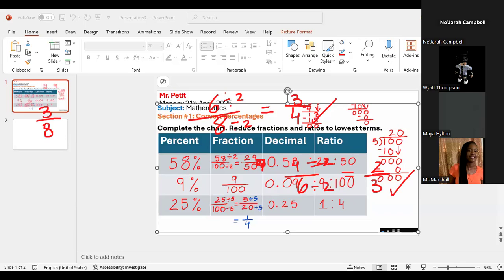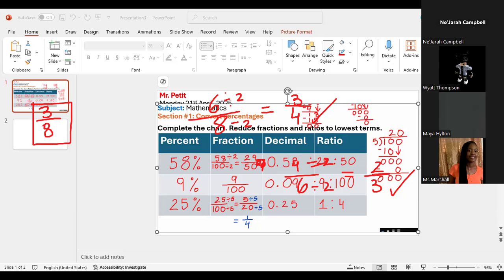Can 3 over 8 be simplified any further? No, sir. Wait, never mind. It could be simplified by 2. Can 2 go into 3? No, sir. So that's the key right there, Seth. You have to look at the 2 numbers. You have to find a number that goes into both of them. There's no number that could go into 3 and 8 together. Do you understand that? Yes, sir.